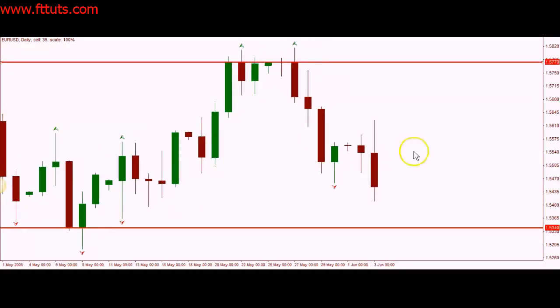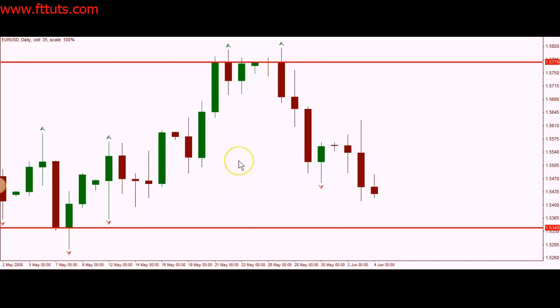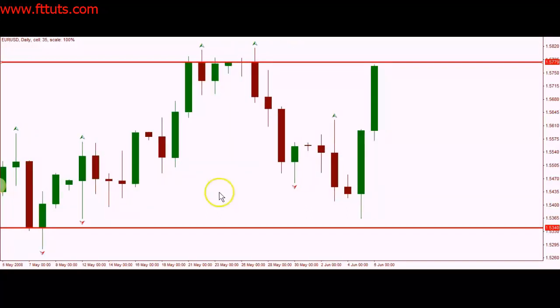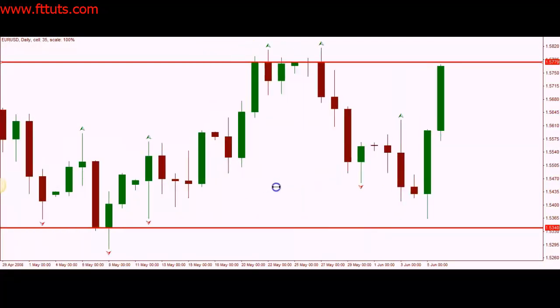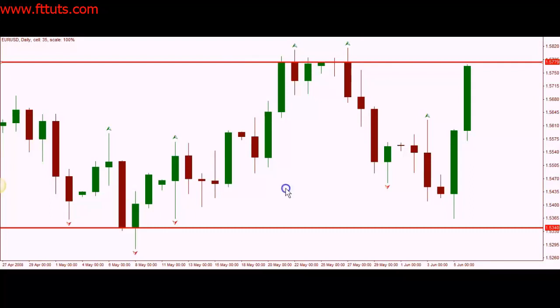So the market's sideways, as you can see, and it's in a range. Didn't quite hit that support and resistance level down here. So just remember, support and resistance is not really a line, guys. It's a zone, it's an area.